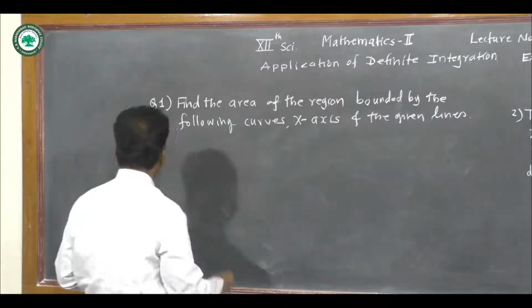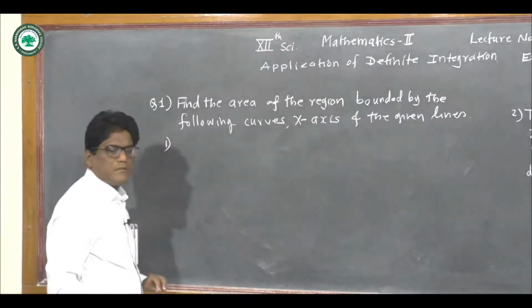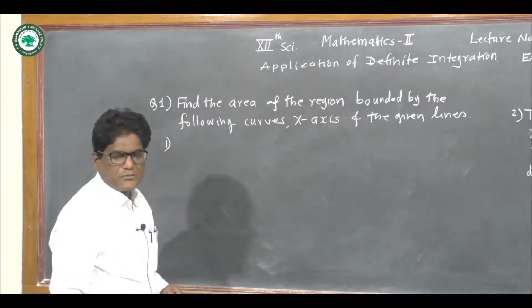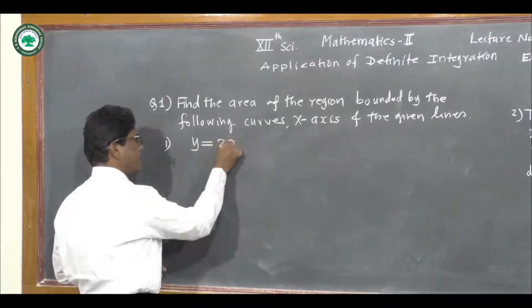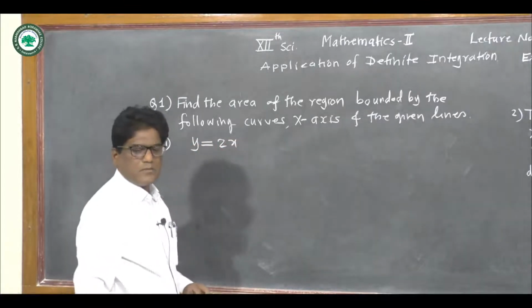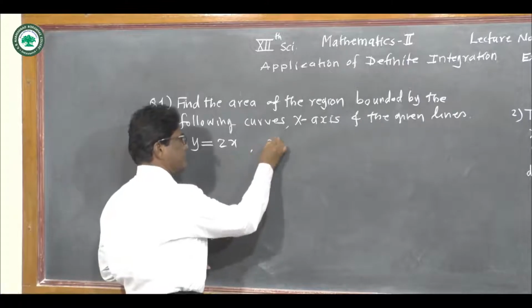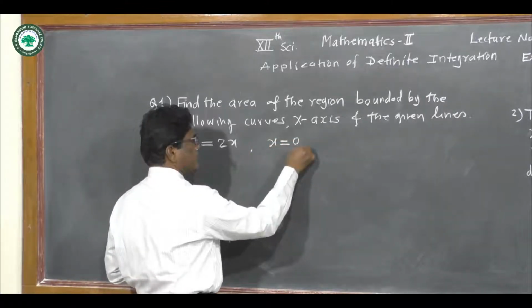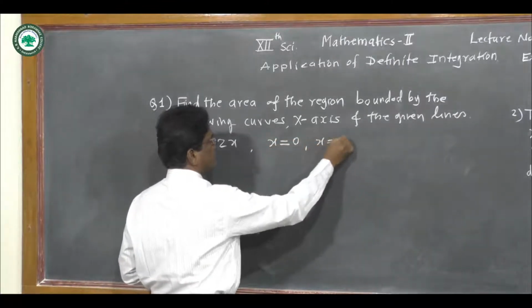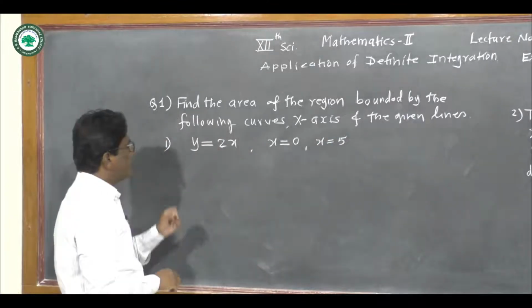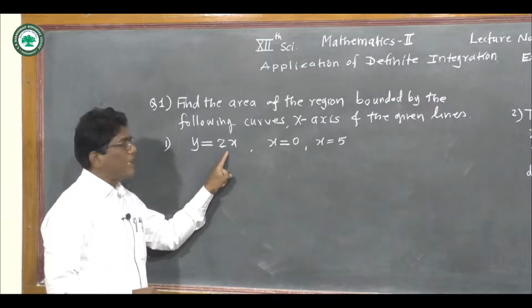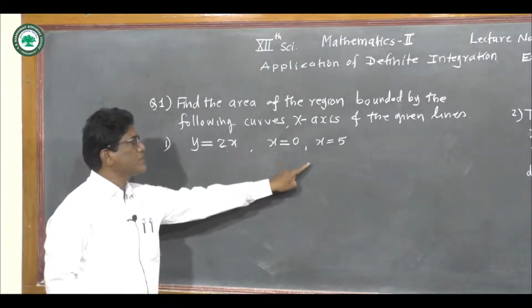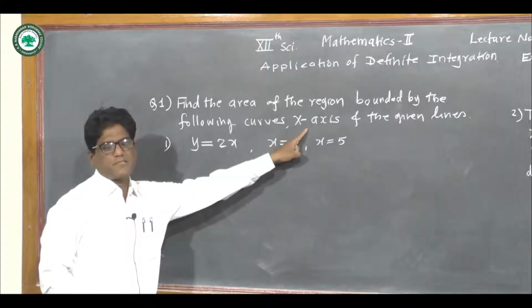First problem here. y is equal to 2x, x is equal to 0, x is equal to 5. Now see here, we have given a single curve y is equal to 2x and the lines x is equal to 0, x is equal to 5 and the x-axis.